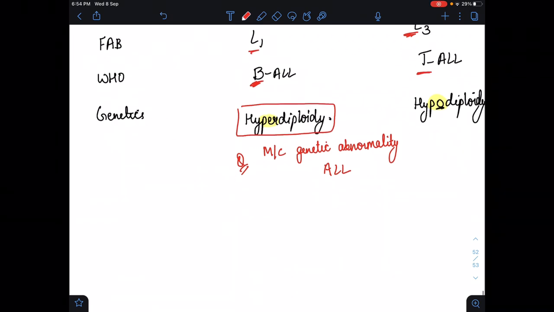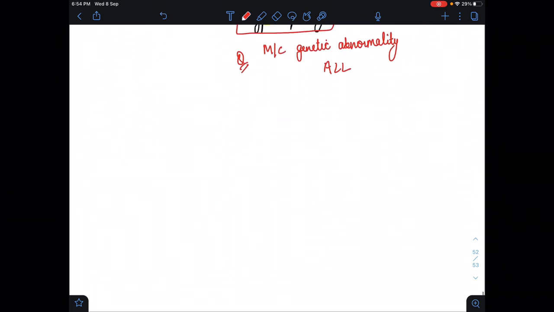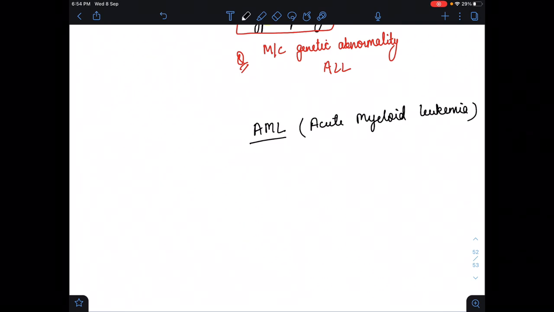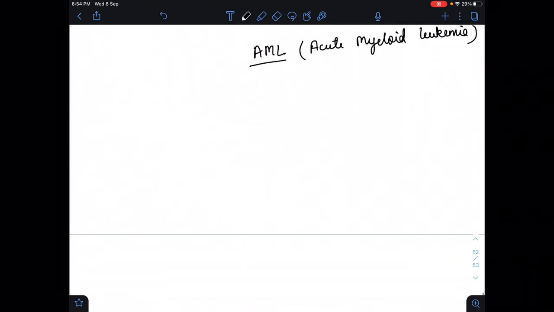Now next is acute myeloid leukemia. The next leukemia is AML, acute myeloid leukemia. In acute myeloid leukemia also we have a classification, the FAB classification. This is very important, please remember it by heart. Here also we have the FAB classification, and in this we have the stages from M0 to M7.